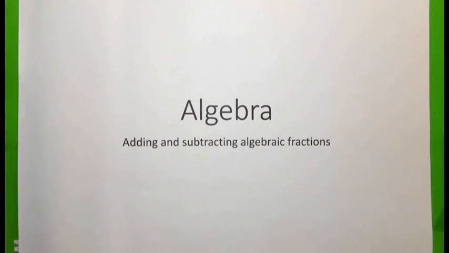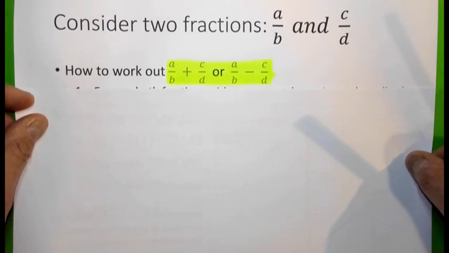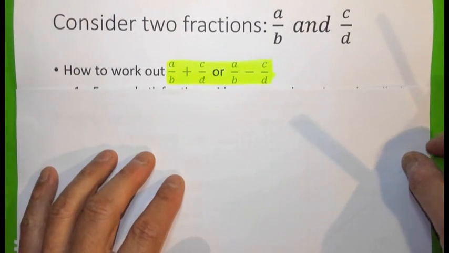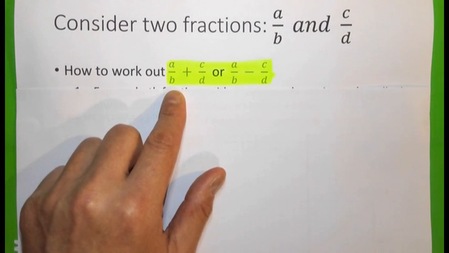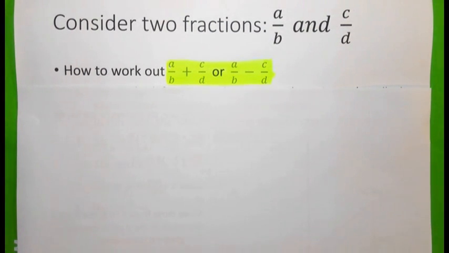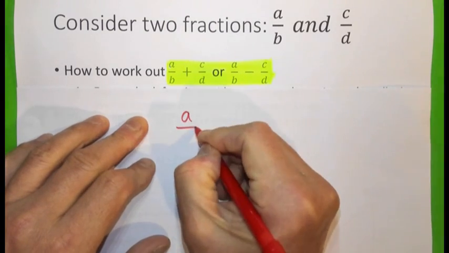In this lesson, we are going to look at adding and subtracting algebraic fractions. We all know what fractions are. Let's consider two fractions, a over b and c over d. How do we actually work out a over b plus c over d, or a over b minus c over d?